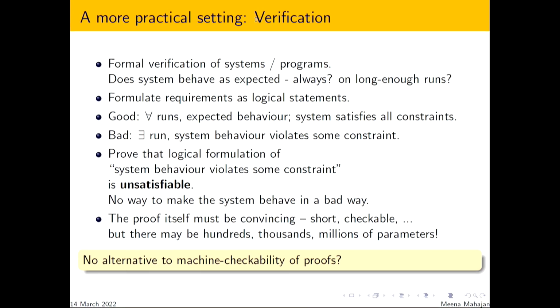And the system typically is going to have hundreds, thousands, maybe even millions of parameters. So at this point, you could say that really there is no real alternative to machine checkable proofs. I mean, even if you want to convince somebody that this system is safe to be deployed, that can only be done by producing a proof that a machine can check. A human being is not going to be able to check this. So really there is no alternative. This is not a transient phenomenon of producing machine checkable proofs.